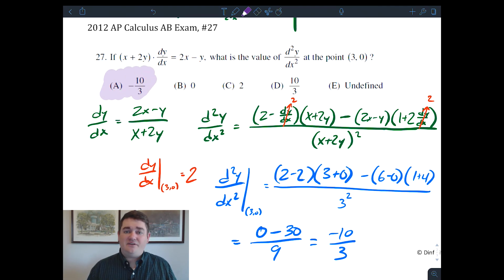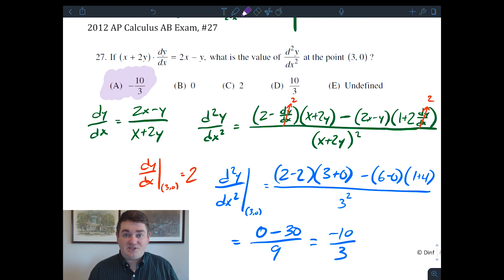So to recap, not a lot of new material today. We're still taking derivatives implicitly, but we did learn that if you're trying to find the equation of a tangent line, be on the lookout for multiple points, which means multiple tangent lines. And we learned how to take a second derivative implicitly. We just have to remember to plug in the dy/dx when you take the second derivative.